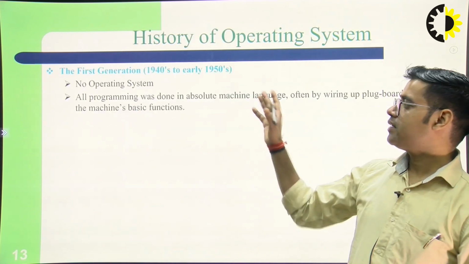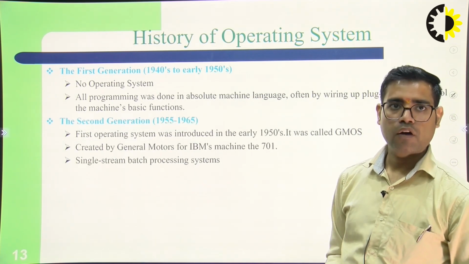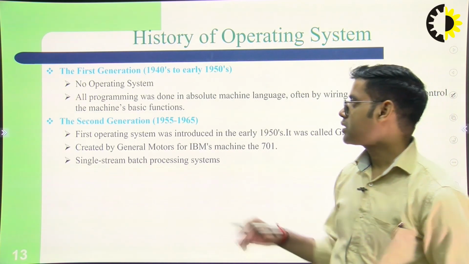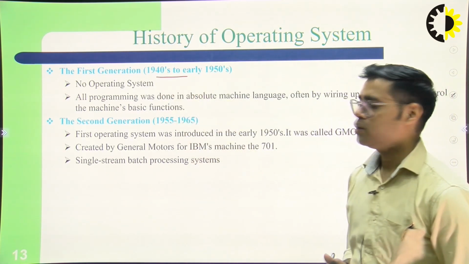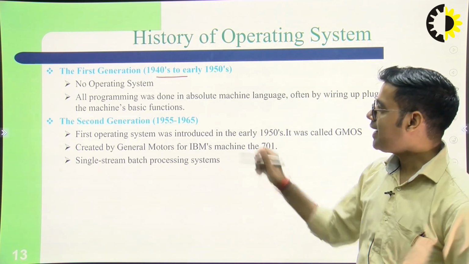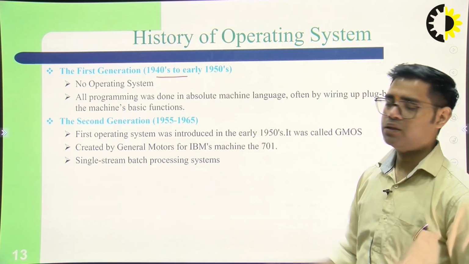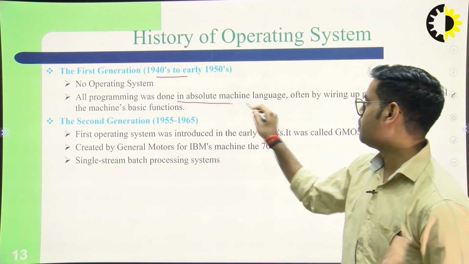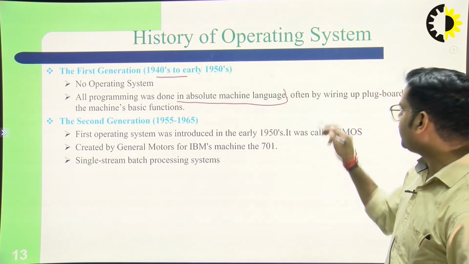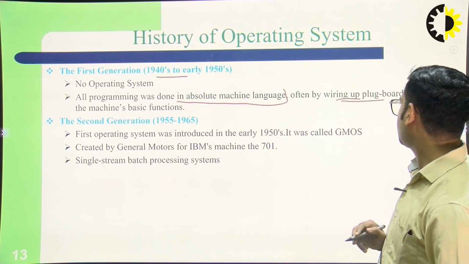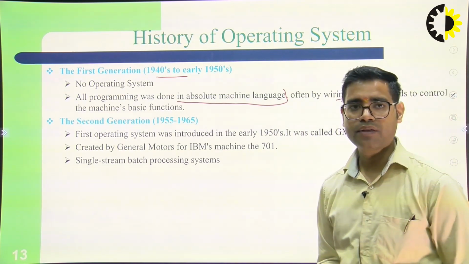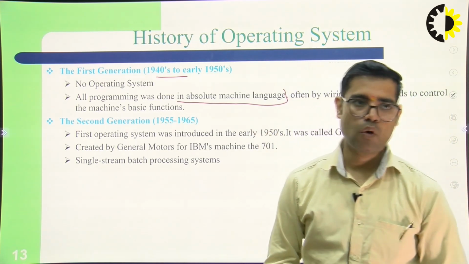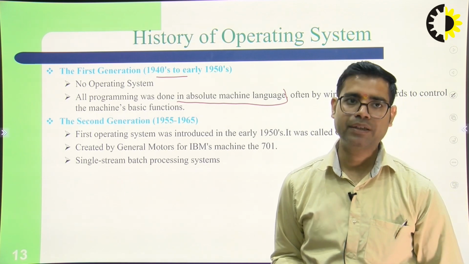So this is the basic evolution of an operating system. The first generation of operating systems comes in the 1940s to the early 1950s. In the 1940s to early 1950s, there was no operating system. All programming was done in machine language or often by wiring up plug boards to control the machine's basic functions.